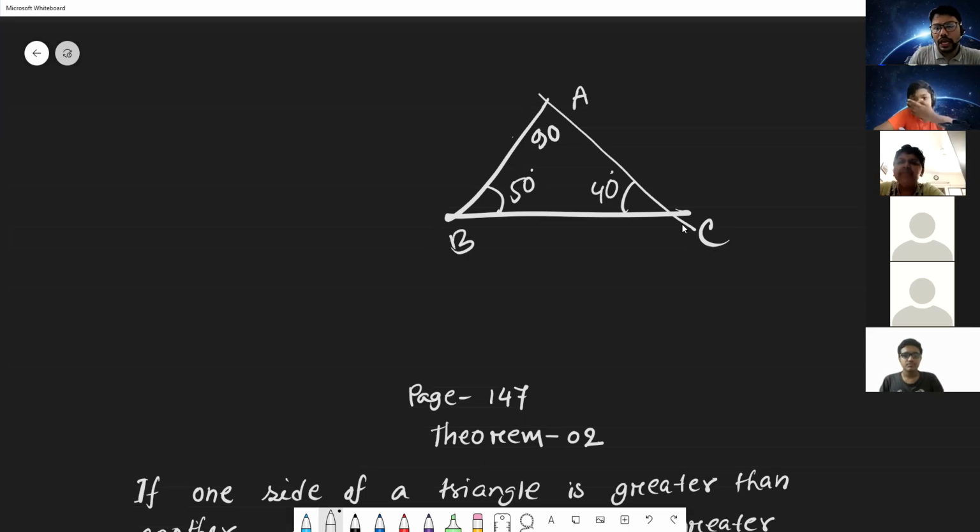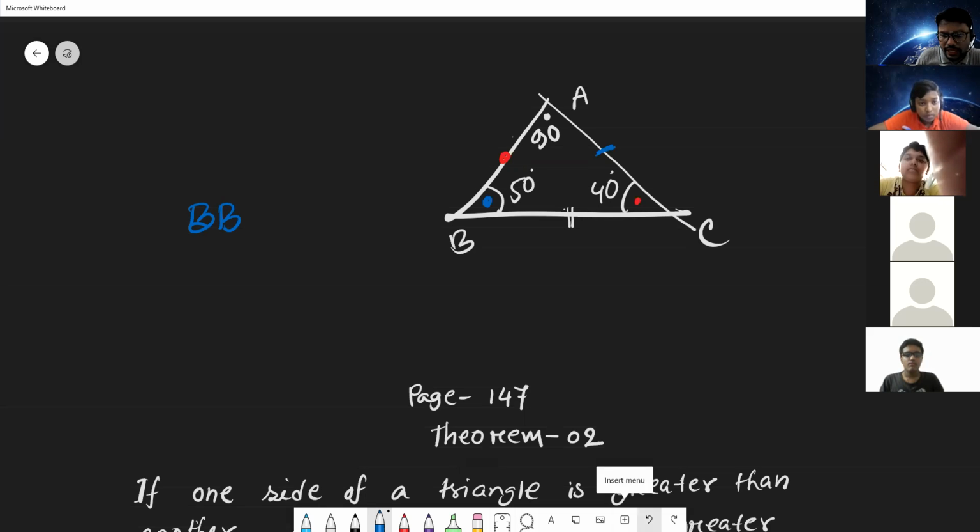Now, the opposite side of angle A is BC. The opposite side of angle C is AB. The opposite side of angle B is AC. So when the angle is greater, its opposite side will be greater.